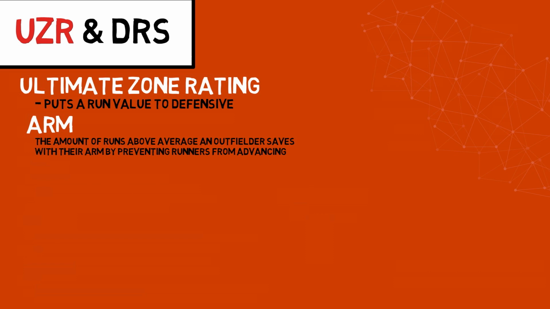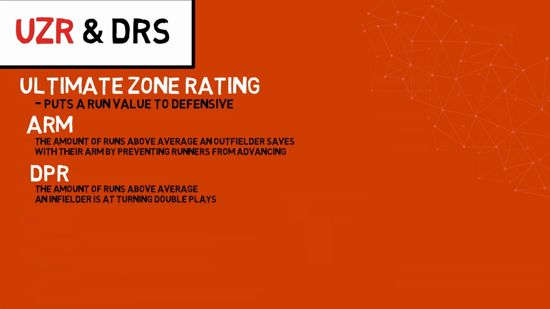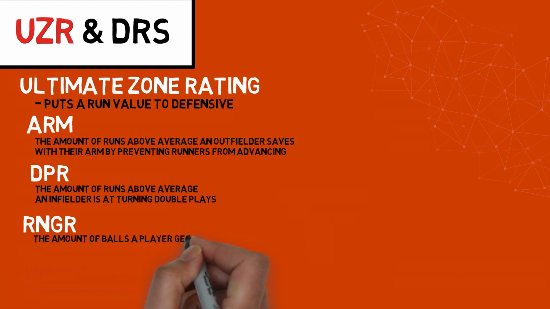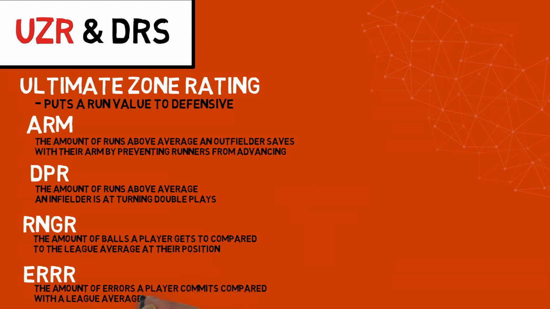The next is DPR, or double play runs. As you would imagine, this is the amount of runs an infielder saves by turning double plays. Then there is RNGR, or range runs, which takes into account the number of balls a player gets to compared to the league average at their position. And finally, there's error runs, which compares the number of errors a player makes compared to other players at their position.